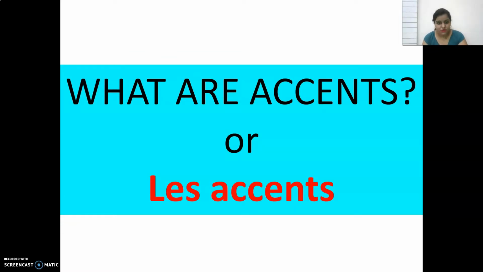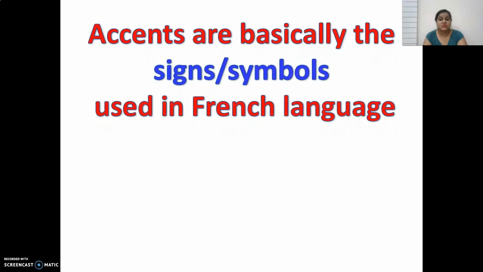Now the first thing that we should know is what are les accents? We are going to learn accents in French. So basically les accents or accents are the signs or the symbols that are used in French language. If you see some sign or some symbol over a word, that sign or symbol is known as an accent in French. For example, été. Can you see the sign over the alphabet E? So this sign is an accent.